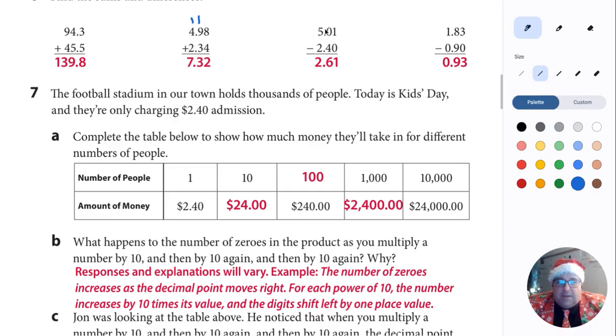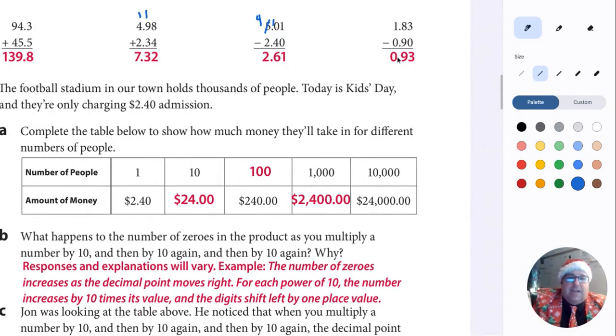0 minus 4, we can't do that. So we are going to have to regroup on this, make that a 4, and make this a 10. 10 minus 4 is 6, and then 4 minus 2 is 2. Again, the biggest thing is just line up those decimals.